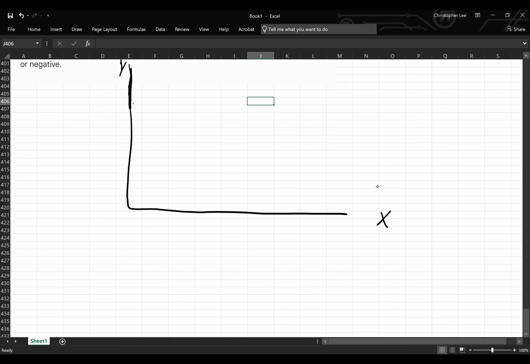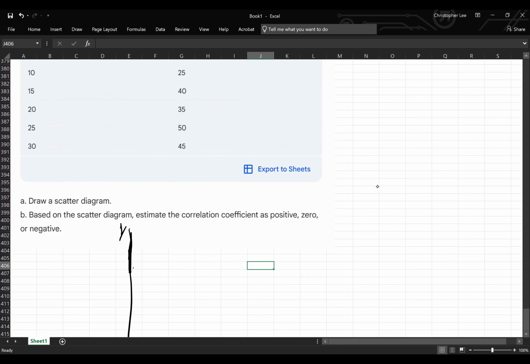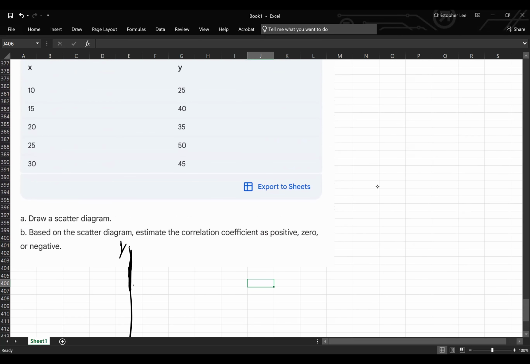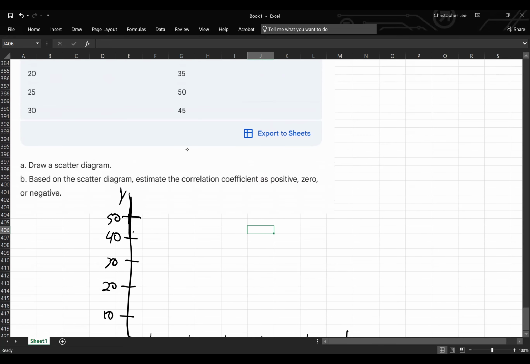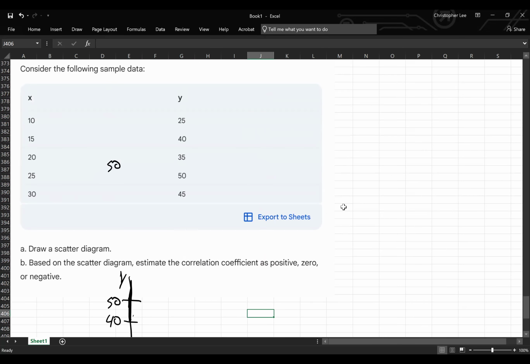And you have to make your bounds. You have to choose your bounds accordingly. I chose to go by fives because these are the numbers that I have here: 10, 15, 20, 25, 30. Now, for my Y, I have to go all the way up to 50, so I'm going to go by tens. So 10, 20, 30, 40, 50. And then you just want to make the mark where the points are.